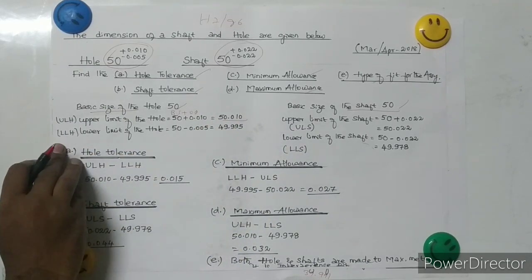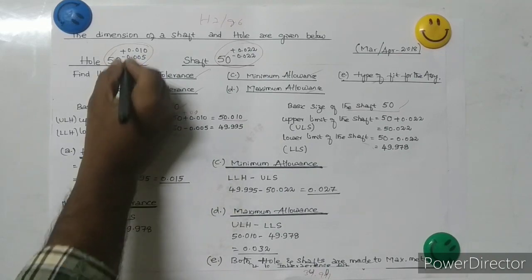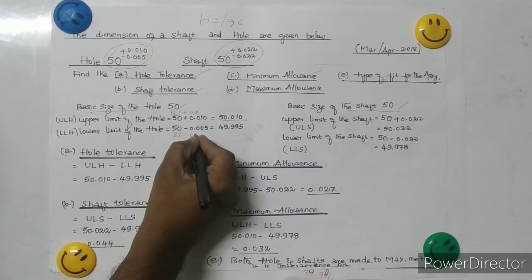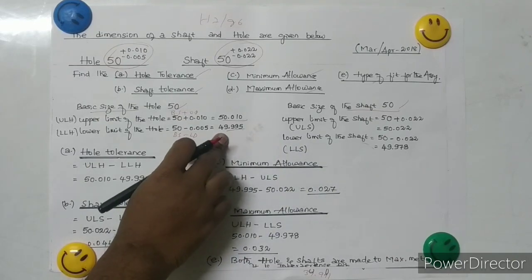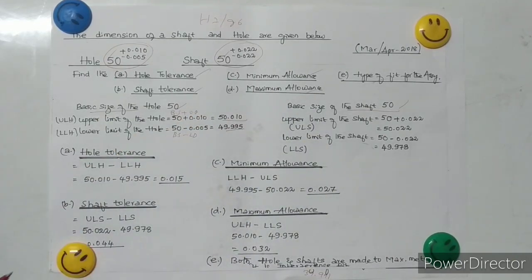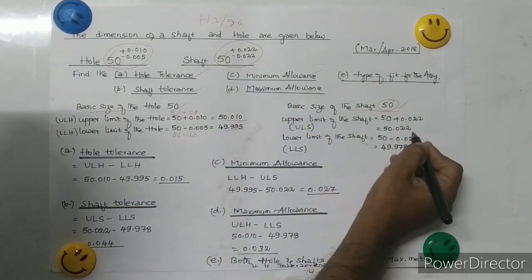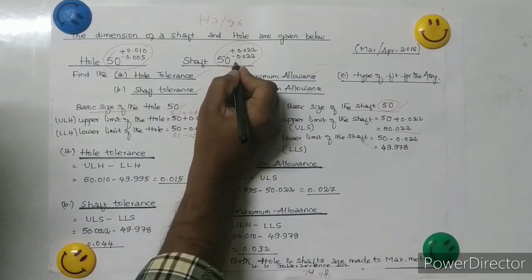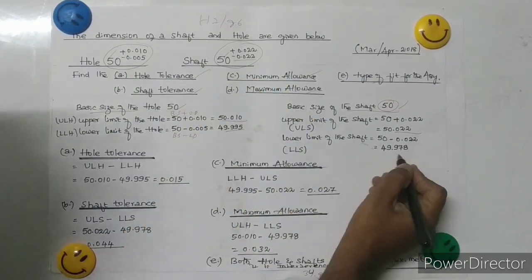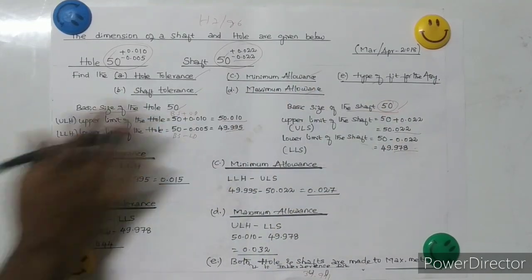Then the lower limit of the hole is what? The basic size plus or minus lower deviation, that is minus. So you will get the lower limit of the hole. Then here the basic size of the shaft is 50. The upper deviation is 0.022. Then the upper limit is 50.022. The lower limit is minus 0.022, that is 49.978. Now we have obtained the basics. Now let us calculate one by one.